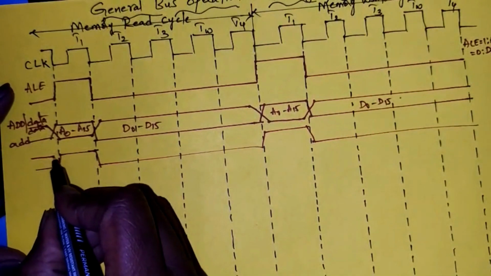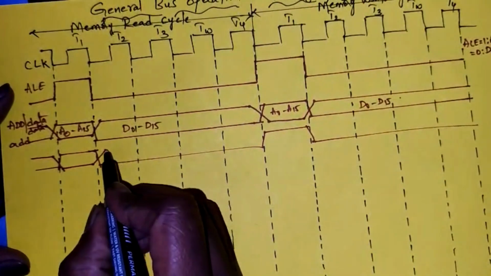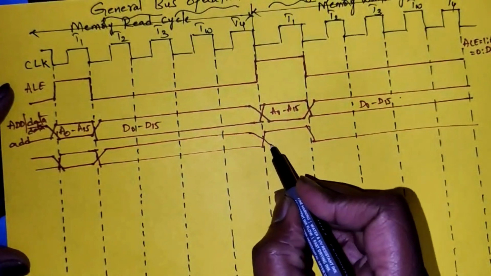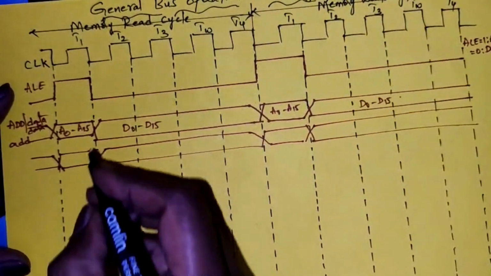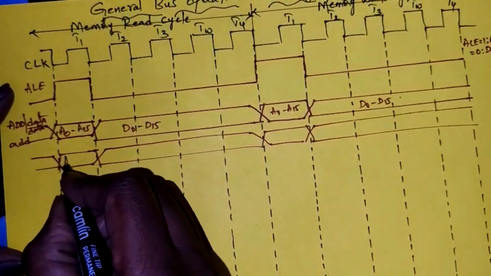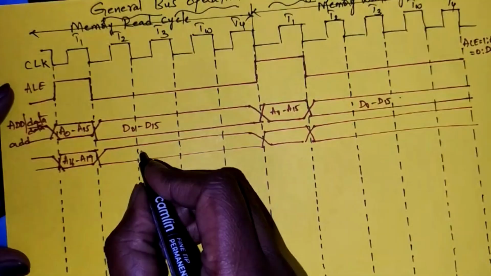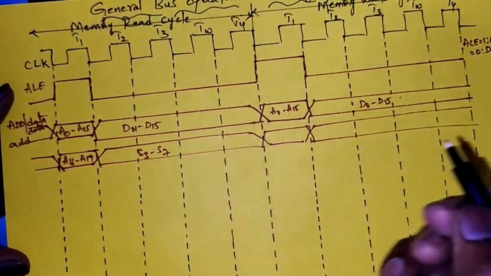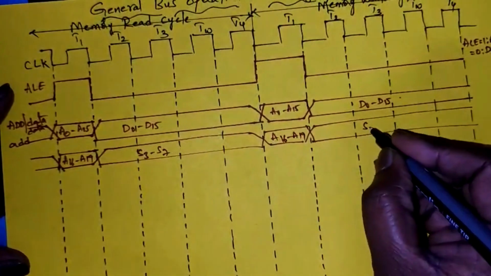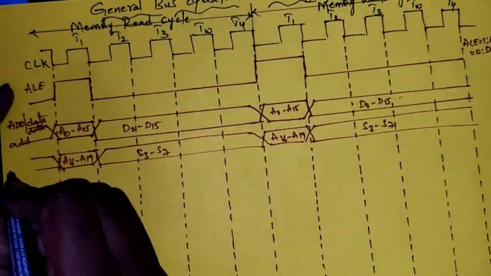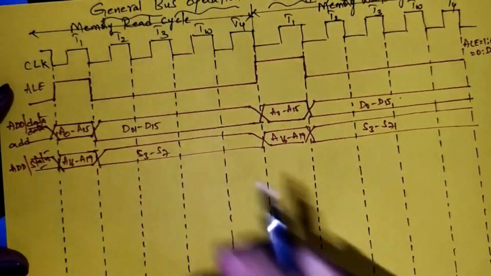Here address is active, so status is inactive; address is inactive, so status is active, the same in the write operation. Okay, this is for A16 to A19, and this is for S3 to S7. Again A16 to A19, S3 to S7. These are the address and status multiplexed line timing diagram.